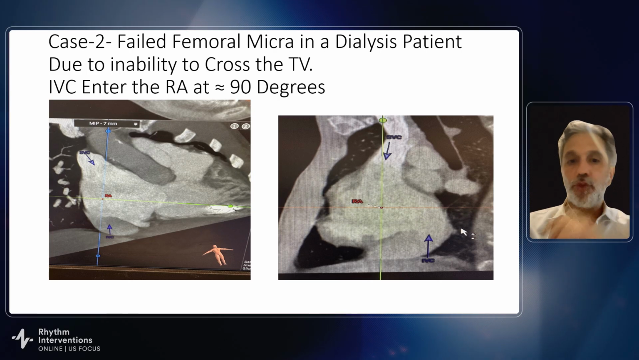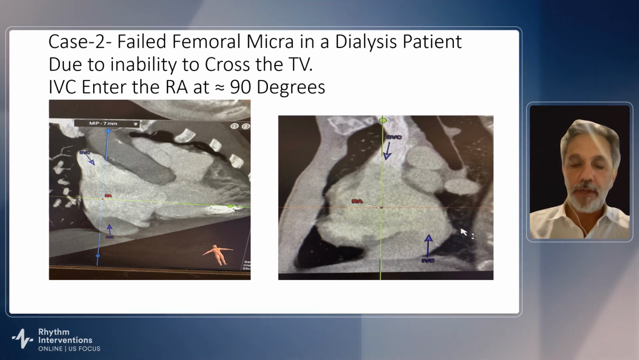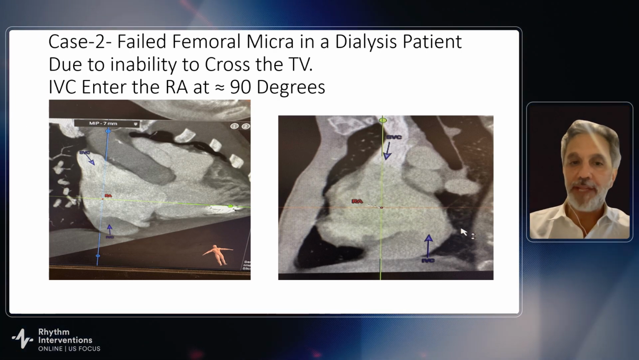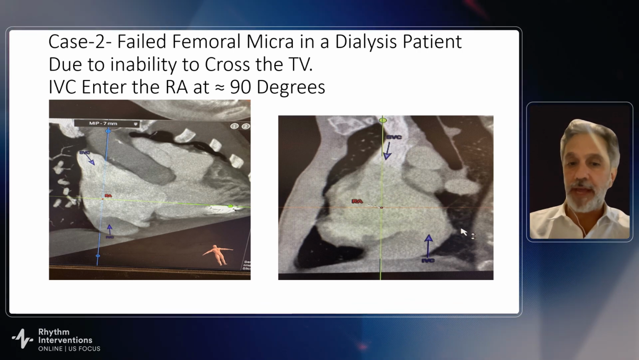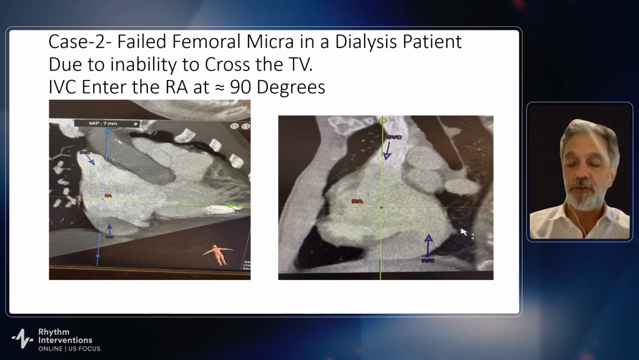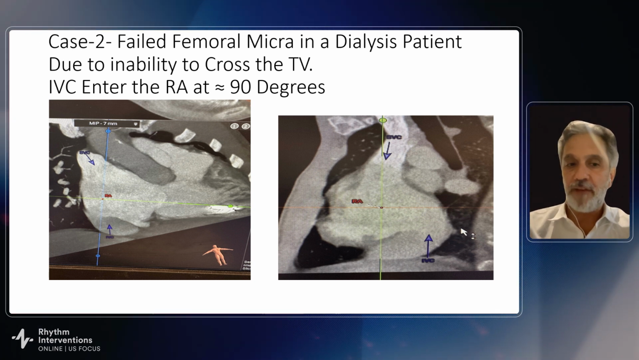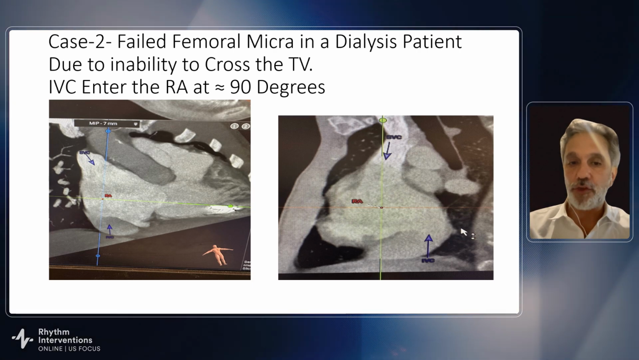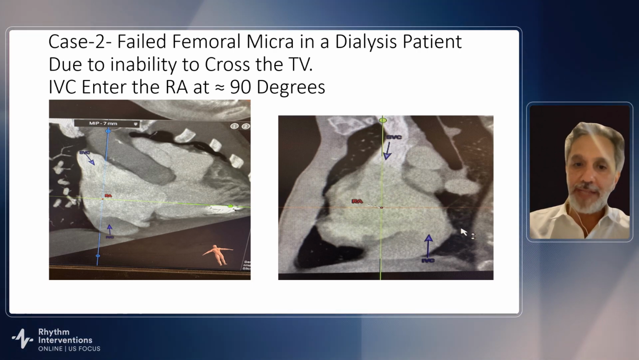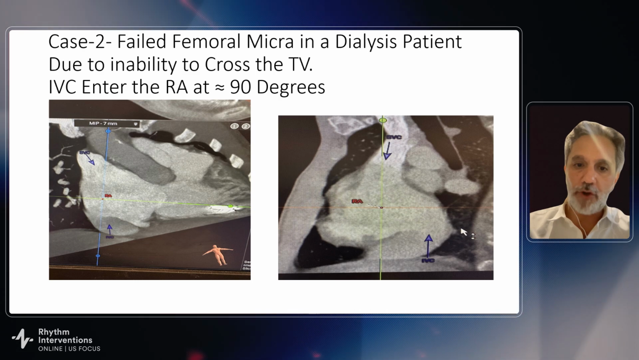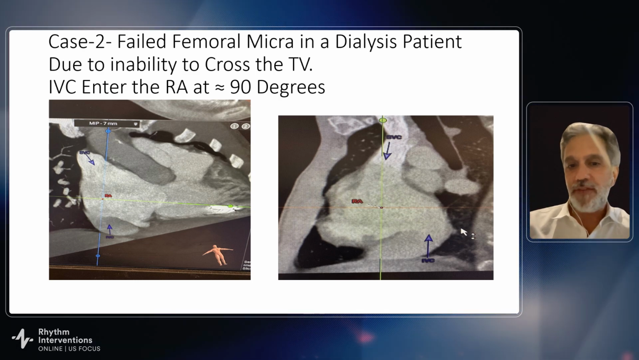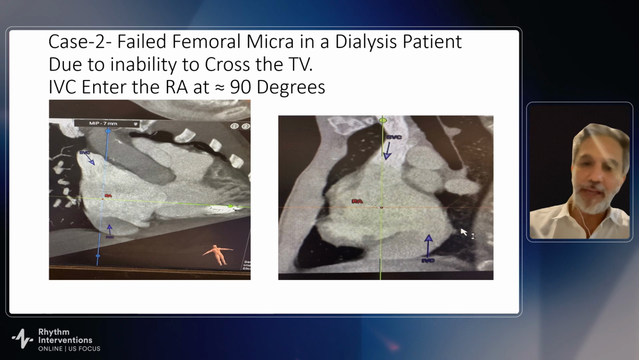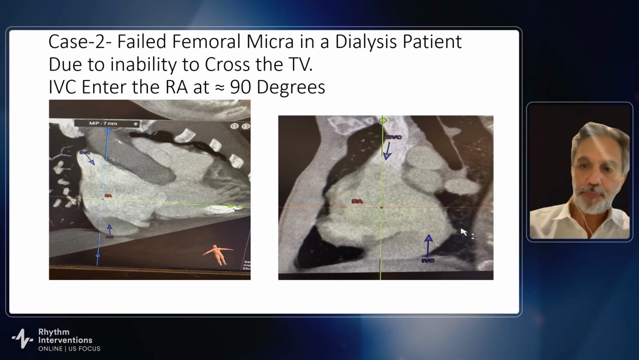A second case, also referred by another EP in town: a dialysis patient with complete heart block who couldn't cross the tricuspid valve coming from the femoral area. They also couldn't place a diagnostic catheter to pace the RV, simply couldn't cross the tricuspid valve using a diagnostic catheter. So they did an MRI. And you can see here the SVC goes straight into the RA. But if you look at the IVC, it almost has a 90-degree angulation into the RA.